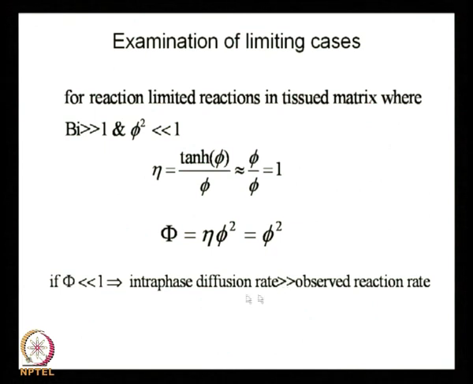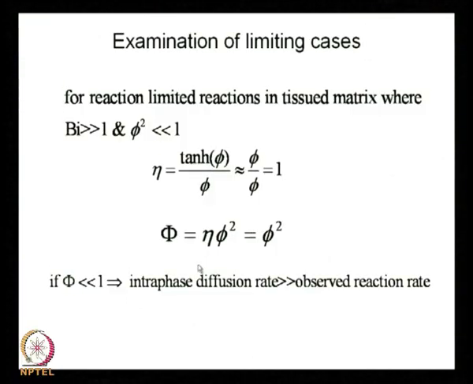So, now what does phi square much smaller than 1 mean? That interphase diffusion is much faster than reaction, right. So, now if this is the case, and interphase diffusion is much faster than intrinsic reaction, now if big phi equals small phi, then it means that interphase diffusion is much faster than observed reaction as well. Is it clear? Okay, there should not be any confusion, because eta is the ratio of observed reaction to intrinsic reaction.